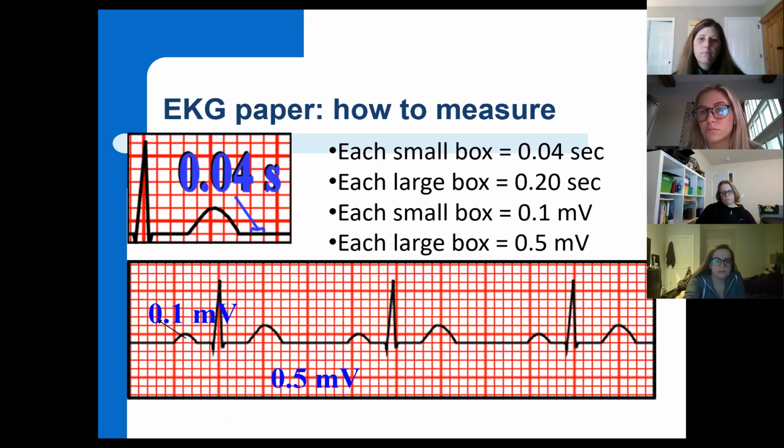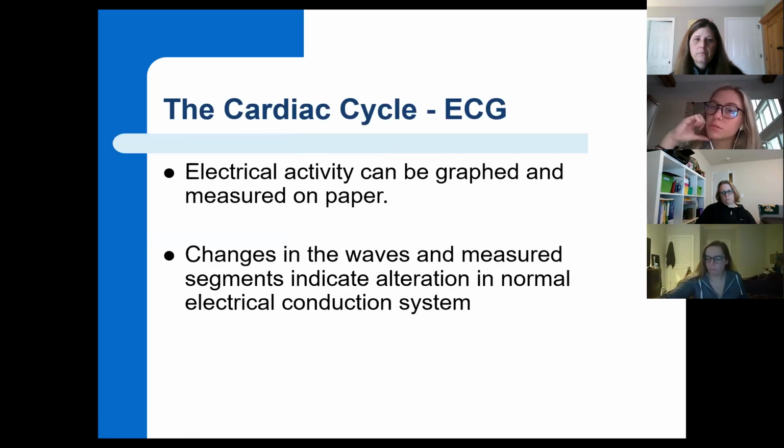Will the isoelectric line be the same place on every EKG? It's not going to be perfectly straight and beautiful like this on every single EKG, no. And we'll see some variation here as we start to look through some examples. All right. So again, this EKG, the electrical activity, it can be graphed and measured on paper. I talked about that, measuring the time from left to right and measuring the voltage of it from bottom to top.